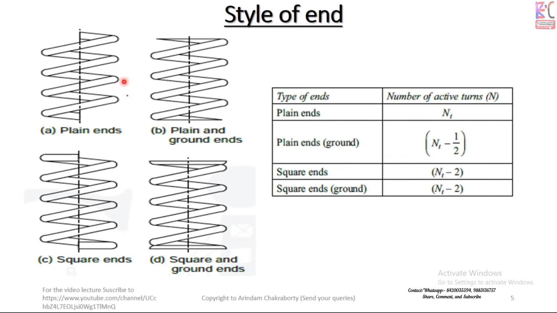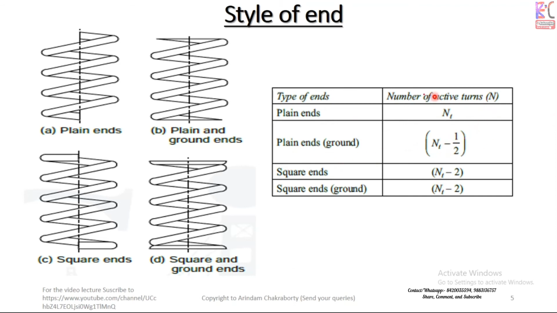The style of ends may be like this, which means half cut, or this may be a plain cut, as well as a square end also. So this and this are more or less the same, only the end changes a bit. What happens with square and ground end is that it is ground. So this is what a plain end is.